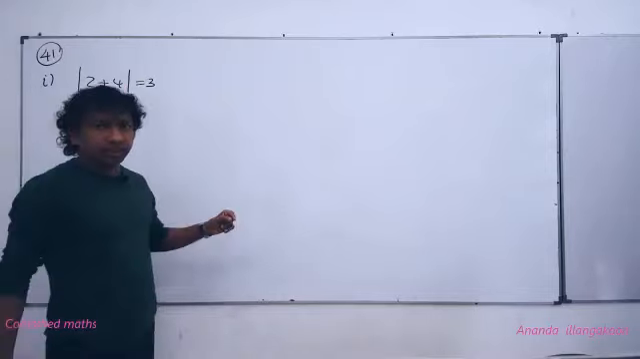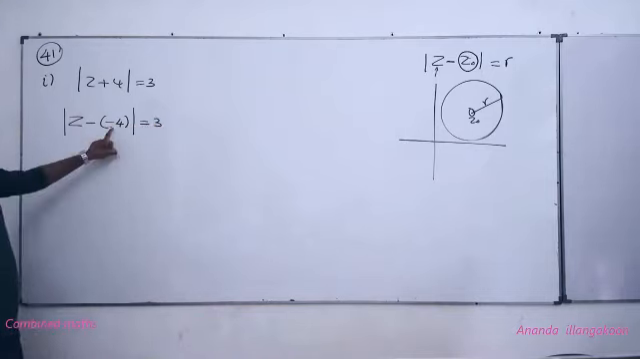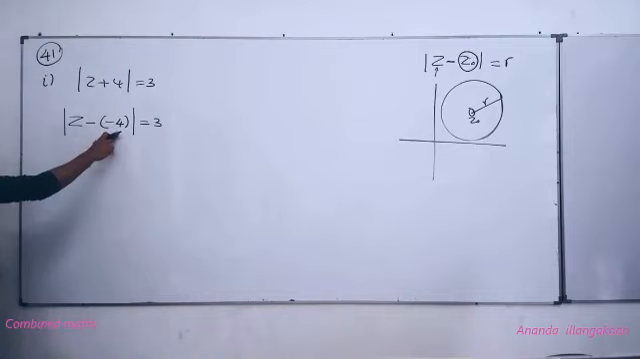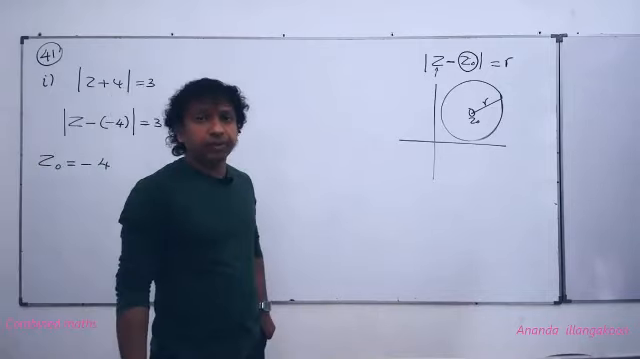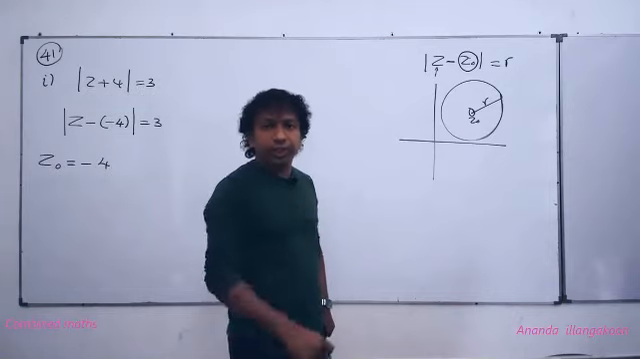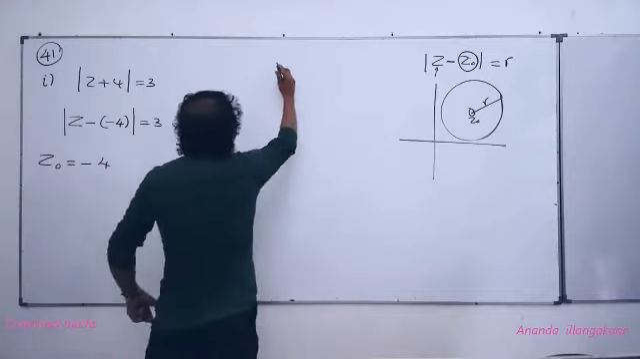Z minus, minus 4? Then you can very clearly understand what the center is. What complex number is represented by the center of the circle? Minus 4, is it not? It's minus 4. What is minus 4? A purely real complex number, its imaginary part is not available there. Where is this minus 4 complex number? On the negative real axis.